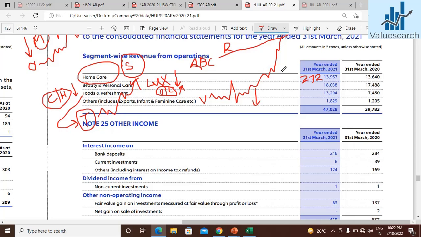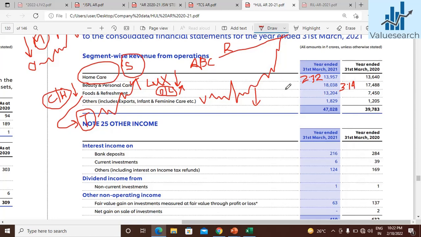Beauty and personal care. This particular segment has also not grown quite significantly. 18038 minus 17488 divided by 17488 multiplied by 100, you will get only 3.14% of growth year on year.